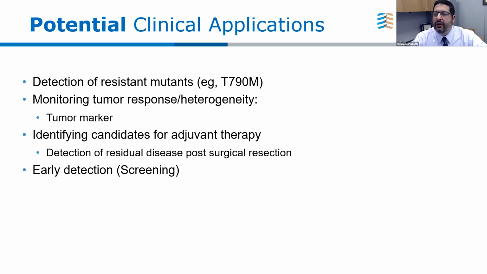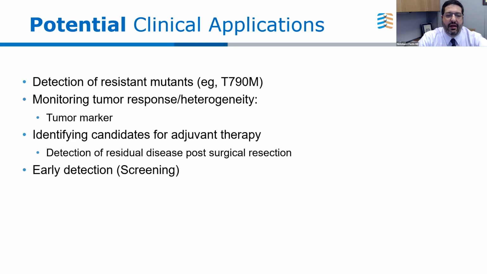So, potential clinical applications. One very important thing: when patients on EGFR tyrosine kinase inhibitors have recurrence, it's very common for them to develop the T790M resistance mutation, and that can be detected on a liquid sample. Potentially using it as a tumor marker. Does it go down with treatment? These are potential areas for more research.